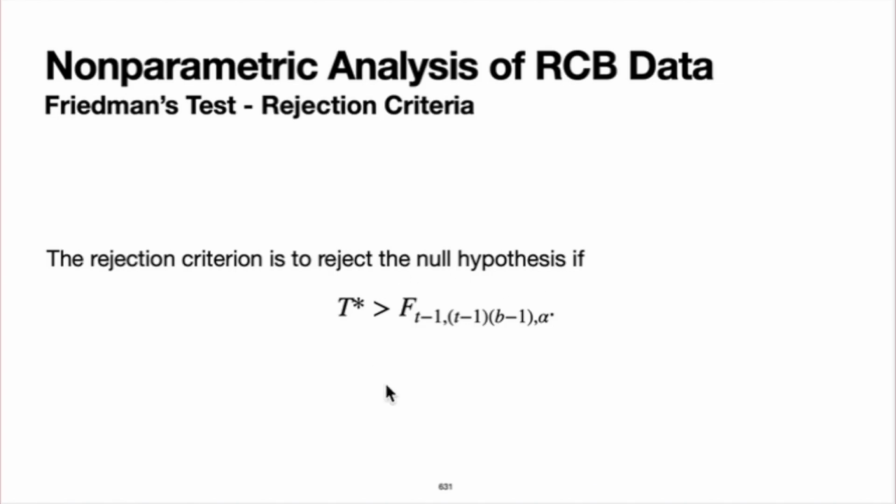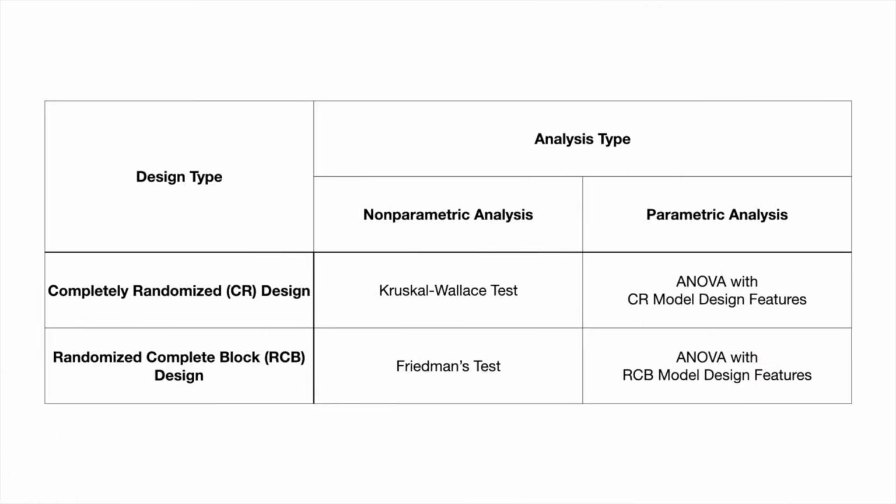So we're going to use this F-test. There are t-1 numerator degrees of freedom, and the denominator degrees of freedom is given by (t-1) times the quantity (b-1). All right, so that is the procedure. And so now let's look at an example of this.